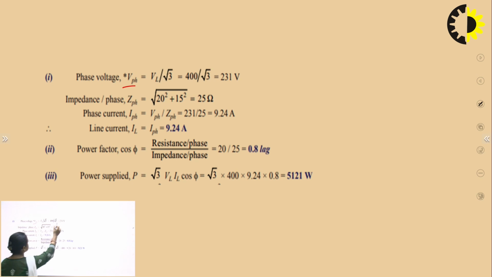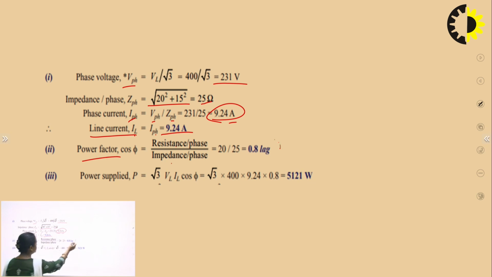The VPH is 231 volt. The impedance we found as the square root of R square plus XL square, and you are getting 25, right? So IPH will be equal to VPH by ZPH. You are getting 9.24. And you know that for star connection, IL is equal to IPH, which is equal to 9.24 ampere. Then the power factor R by Z, you are getting 0.8, and this is a lagging power factor because this is a combination of R and L.